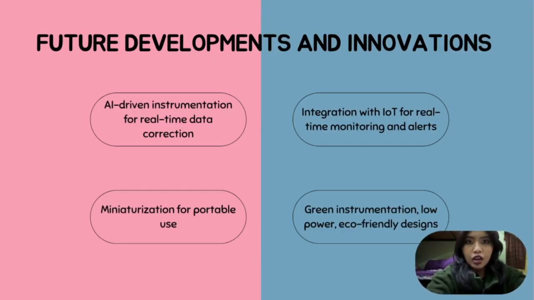Future developments and innovations. In the future, we can expect exciting advancements in scientific instrumentation. One of them is AI-driven instrumentation for real-time data correction. This means instruments will be able to detect and fix errors as they collect data, improving accuracy without needing constant human supervision.